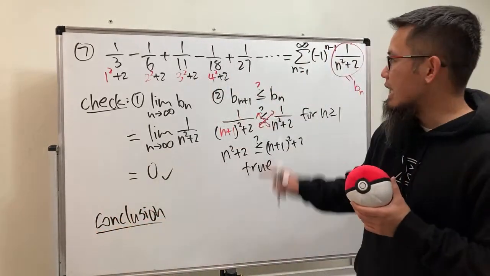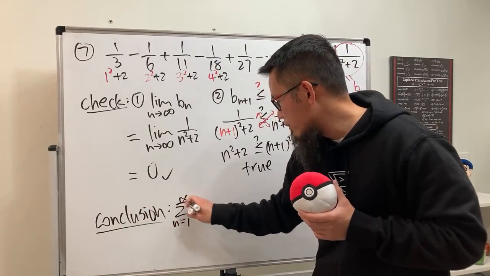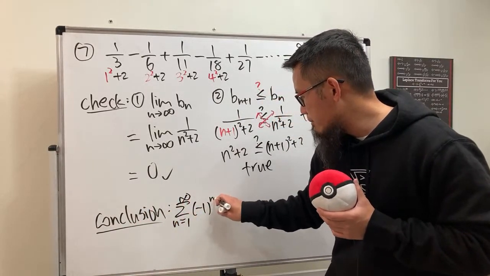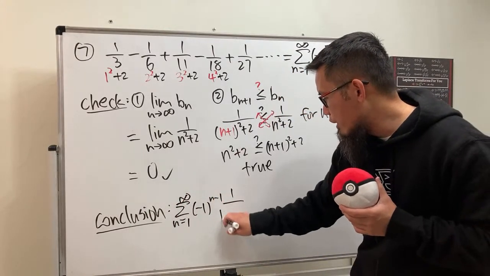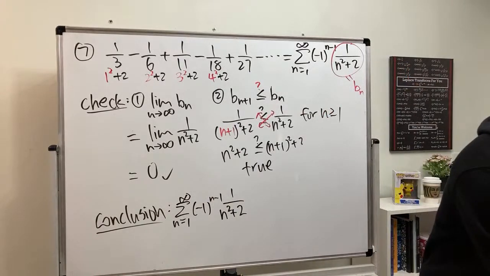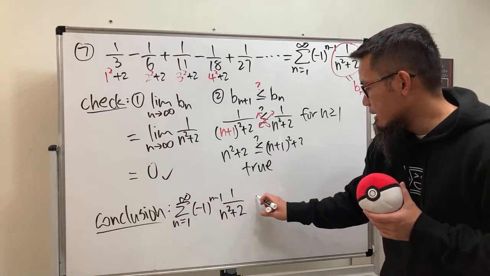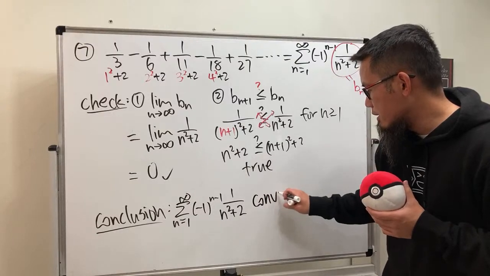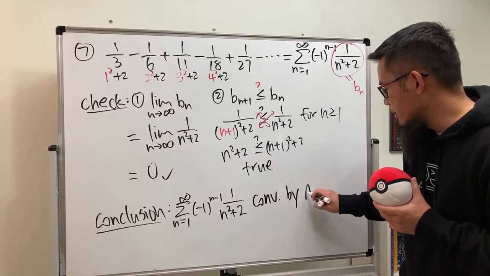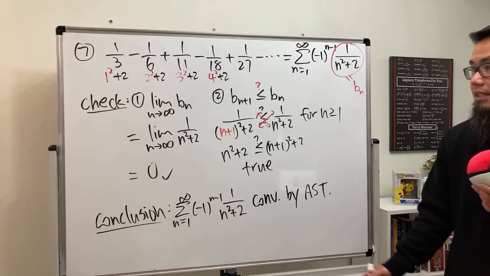And the conclusion is that this series, as n goes from 1 to infinity, of negative 1 to the n minus 1, times 1 over n squared plus 2, converges by the alternating series test, right? So that's it.